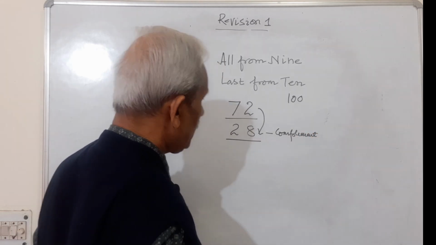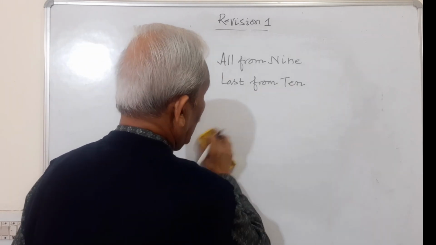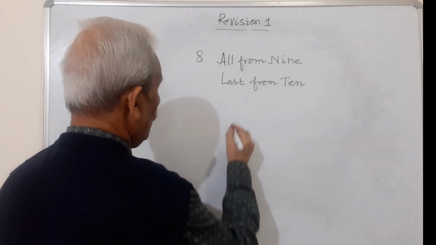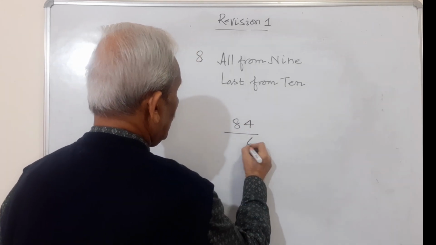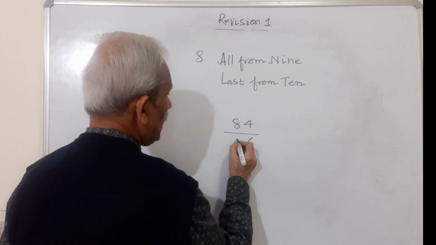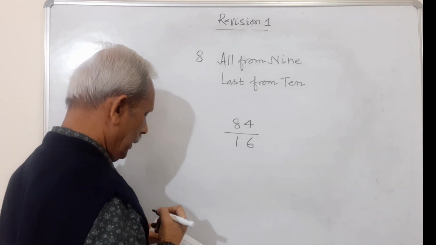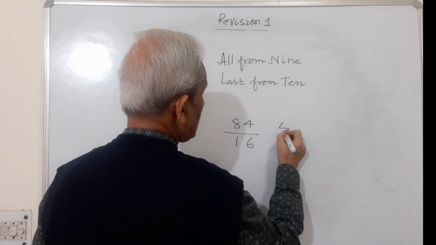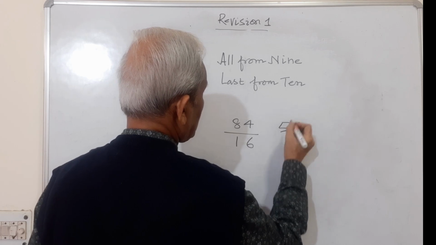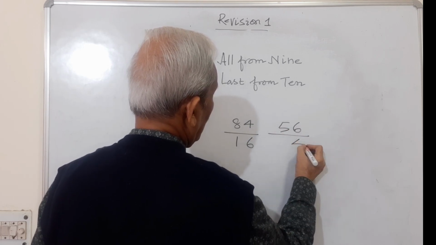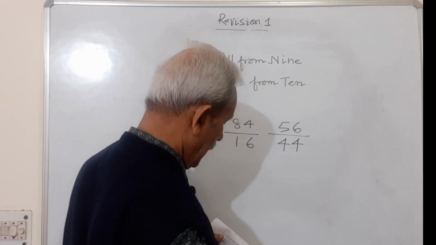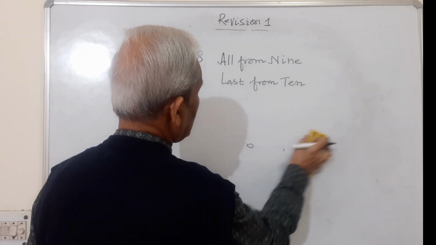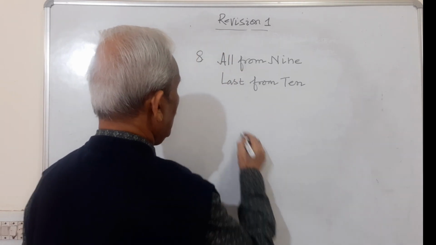Let's see the next question. The next number, 84. 10 minus 4, 6. 9 minus 8, 1. 16. Then 56. What is the complement of 56? 10 minus 6, 4. And 9 minus 5, 4. 44 is the complement.